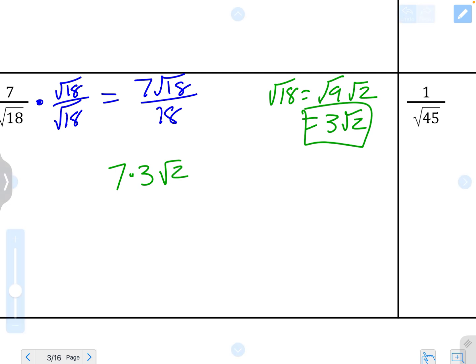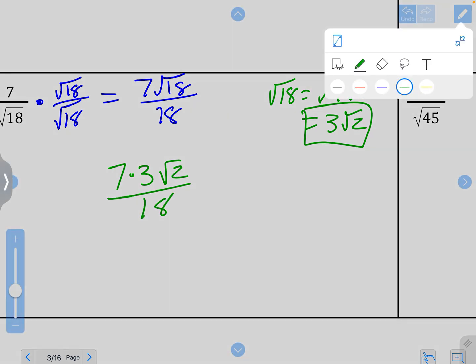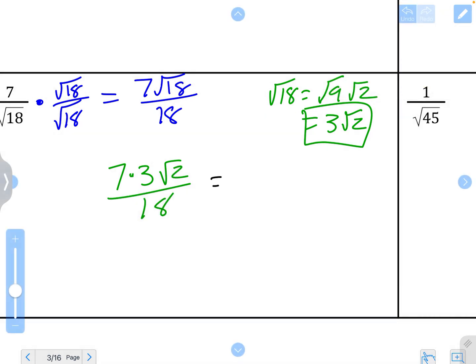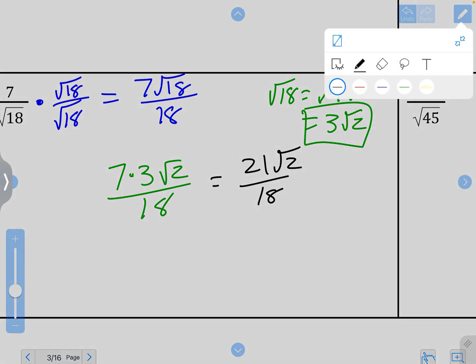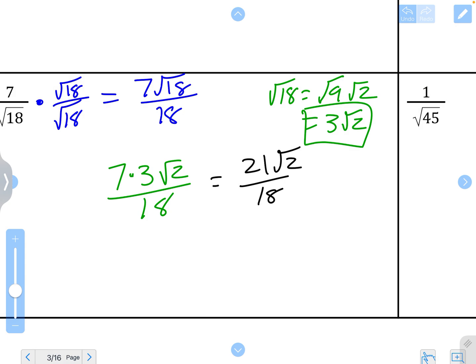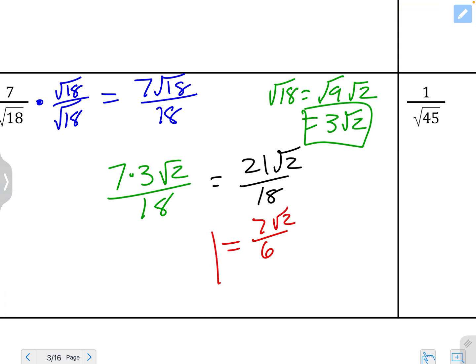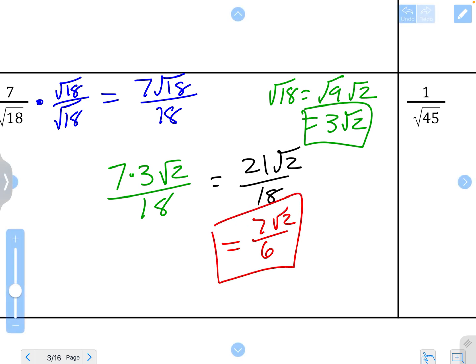So times 3 square root of 2 over 18. So 7 times 3 is going to get me 21 square root of 2 over 18. And I know I can divide both of these by 3. So 21 divided by 3 is going to be 7. 18 divided by 3 is 6. And then we have our square root on top.